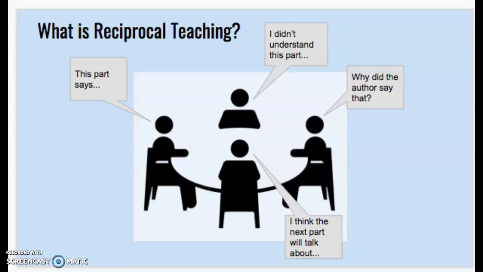So the way that happens in my classroom, ideally, is that students sit around a table or a cluster of desks with a shared text, and they take turns reading, retelling, clarifying, questioning, predicting, and then reading again.